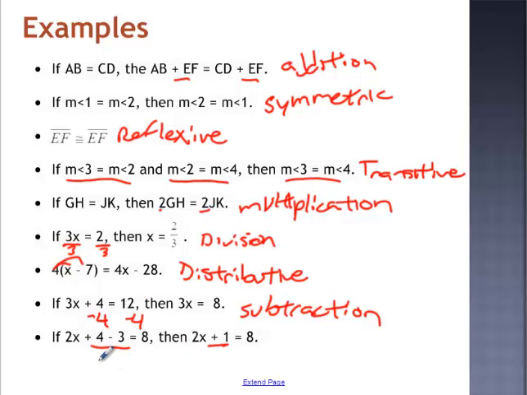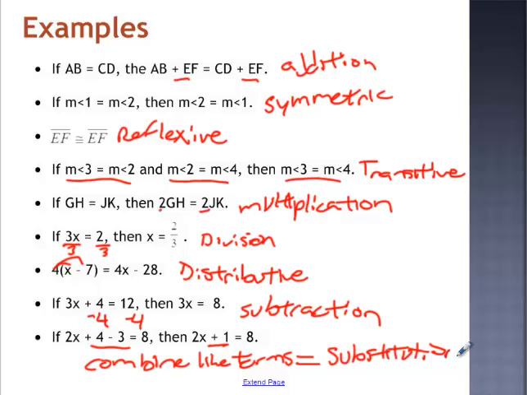Combining like terms, from here on out, whenever we write a proof, we're going to write that as substitution. Combining like terms is substitution because we're taking the 4 and the negative 3 and we're replacing it with a 1. We're not changing the actual equation, we are just substituting one piece of the equation.